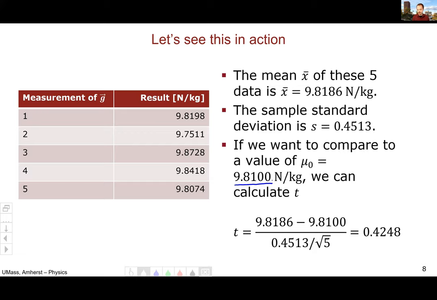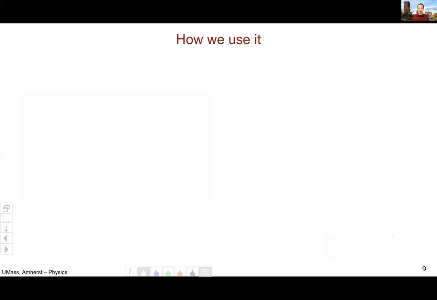Now, if we want to compare to the theoretical value of G, 9.8100 newtons per kilogram, we can calculate the value of T. We can use our sample mean, the theoretical value to which we want to compare, the sample standard deviation, and put 5 in for the number of measurements to determine a t value. Cool. So now we've got our t value. How can we use this in order to get a p value?